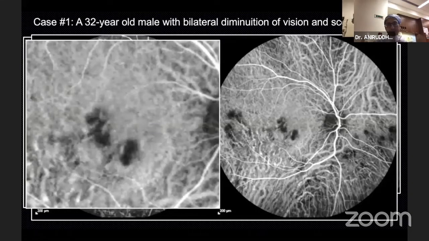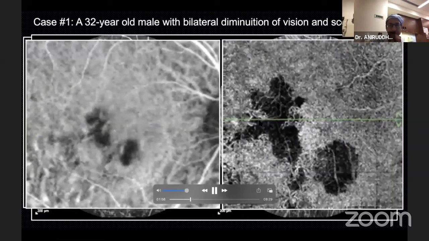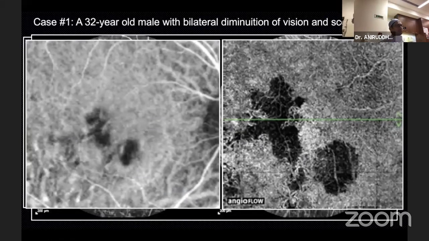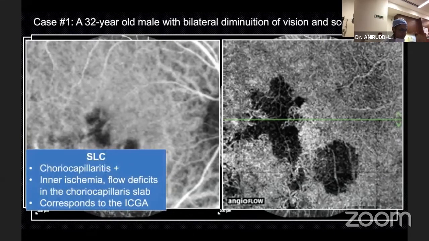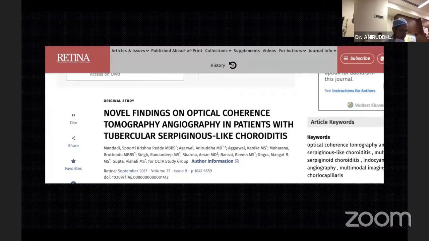This is a blown up picture of ICG, and as you can see, this exactly correlates with the OCT angiography image, and you can see that the lesions of choriocapillaris are so clearly demarcated on OCTA imaging. When OCTA was initially launched a few years ago, this was a very useful entity because on OCTA we could confirm the presence of choriocapillaritis and inner ischemia of the choroid, and there was exact correspondence to ICGA. And we published these findings in the Journal of Retina in 2017.